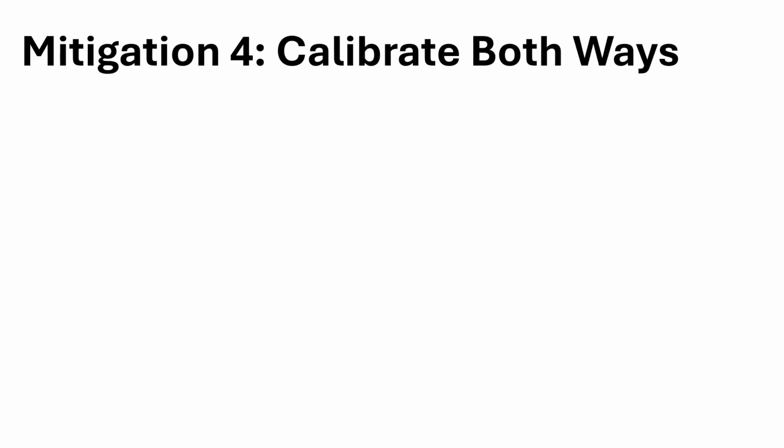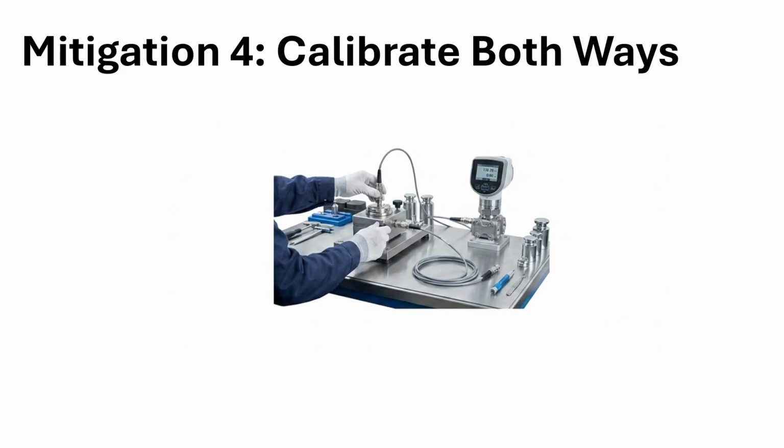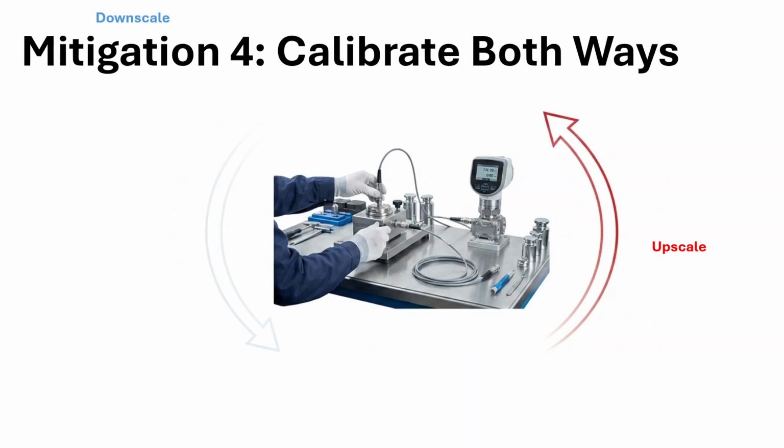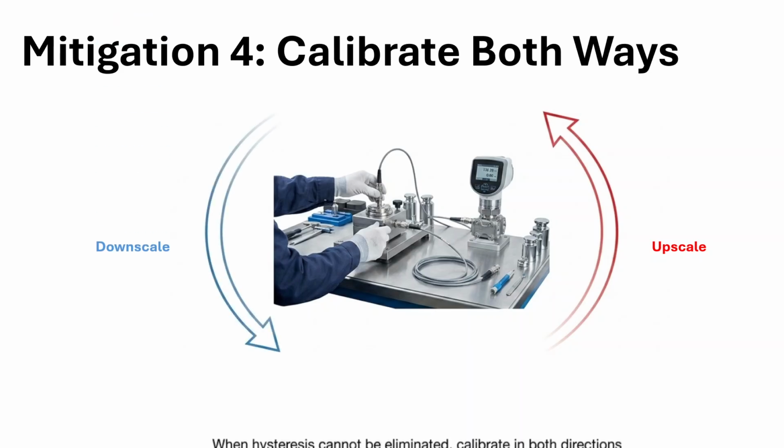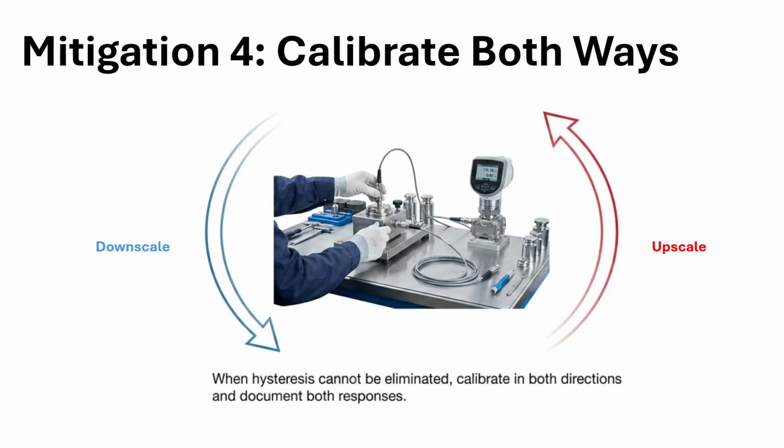And if you are in a situation where hysteresis can't be designed out, maybe you are stuck with an older mechanical instrument, the practical answer is to calibrate in both directions, upscale and downscale. You document both responses and you account for the spread in your uncertainty budget.